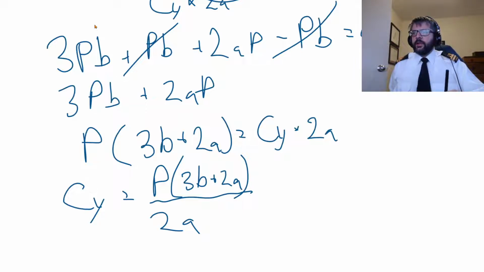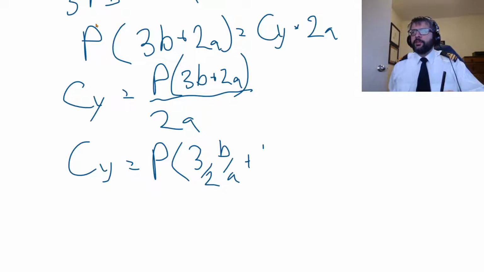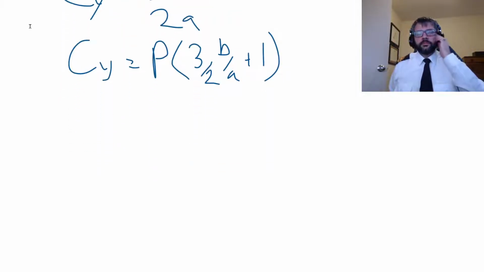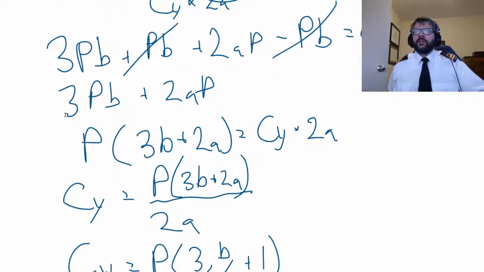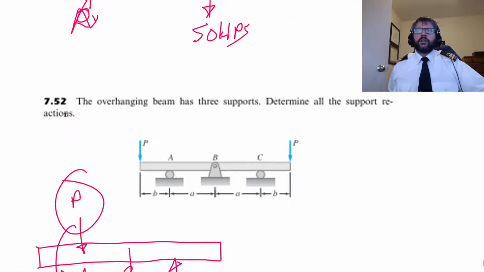Or let's see here. Cy is equal to P times 3 over 2 b over a plus 1. And then just looking at this, that's symmetrical, so therefore Ay needs to be equal to Cy as well.